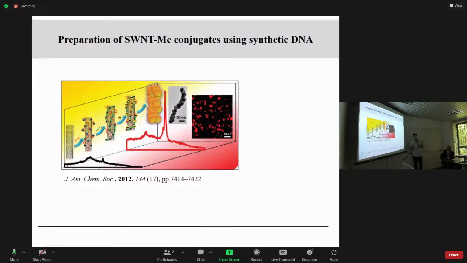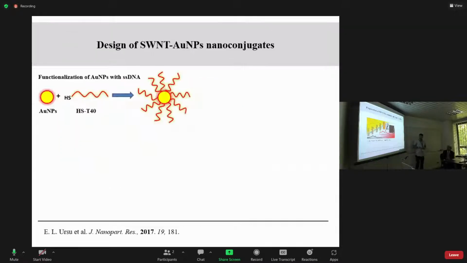Well, we investigated all the available methods, we applied our knowledge, and we proposed a completely new mechanism of preparation of carbon nanotubes decorated with gold nanoparticles. Well, our approach consists of only 2 steps, and they're quite easy.